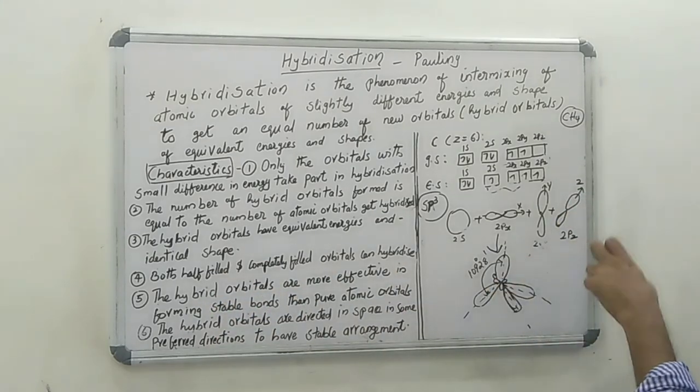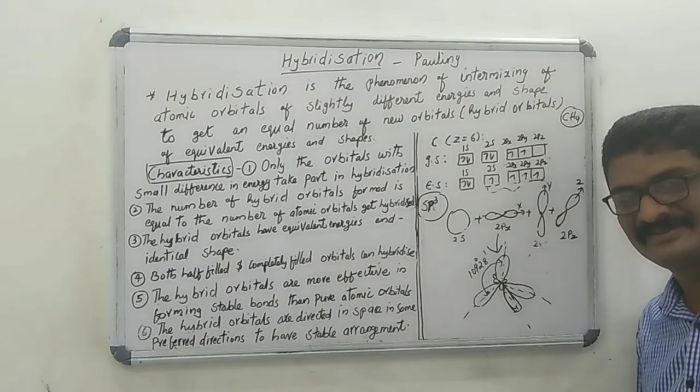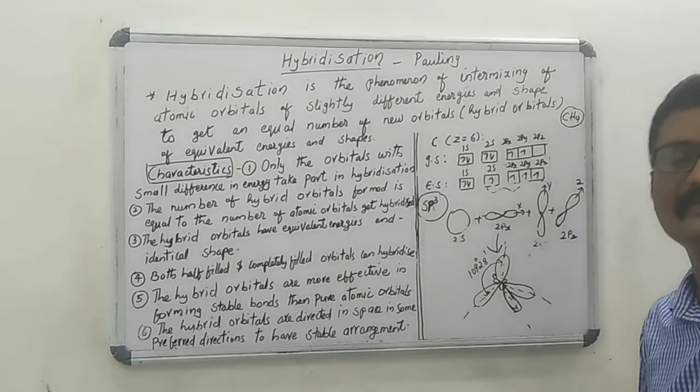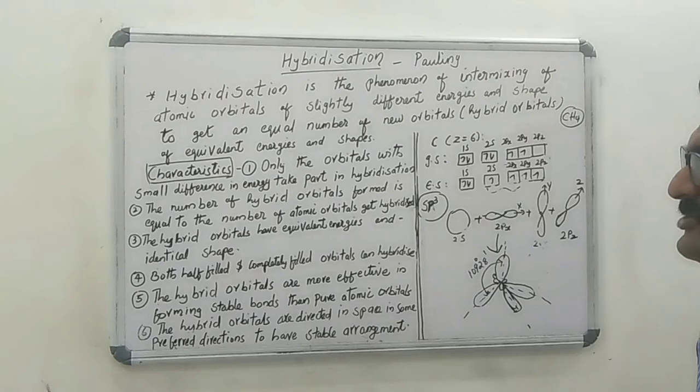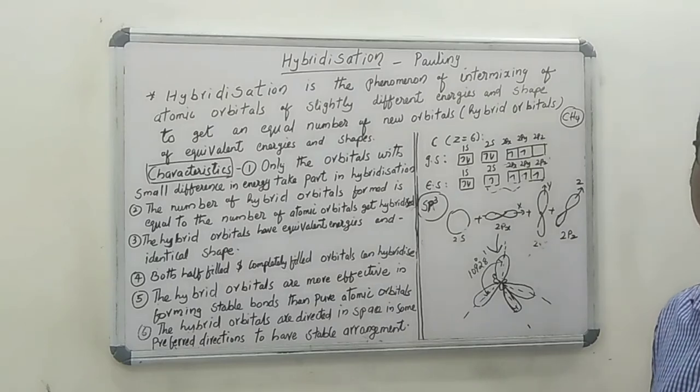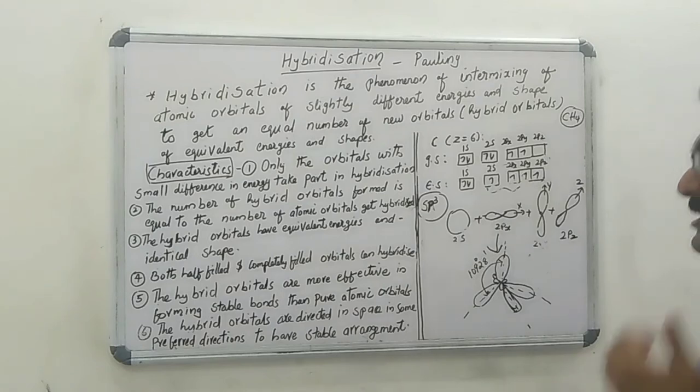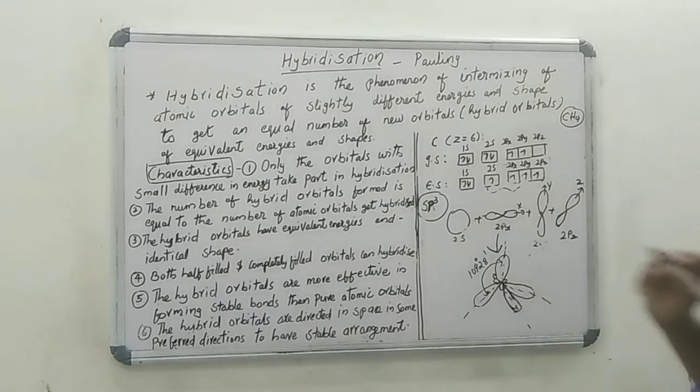Then the fifth characteristic: the hybrid orbitals are more effective in forming stable bonds than pure atomic orbitals. Already we have learned that individual atomic orbitals cannot form stable bonds due to the energy difference, but the hybrid orbitals are more effective in forming stable bonds.